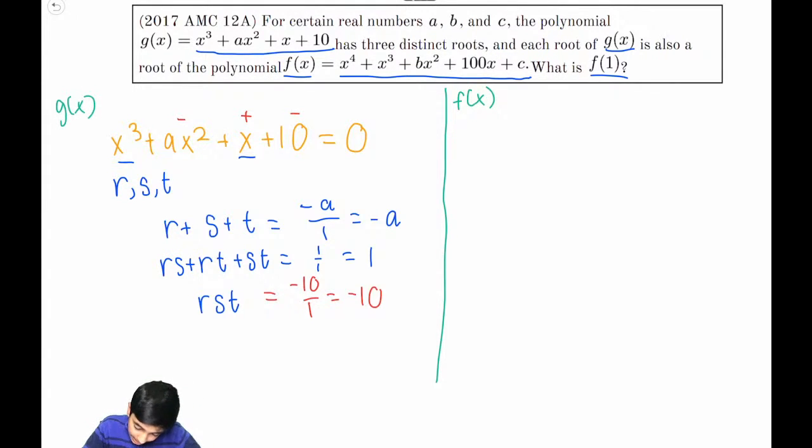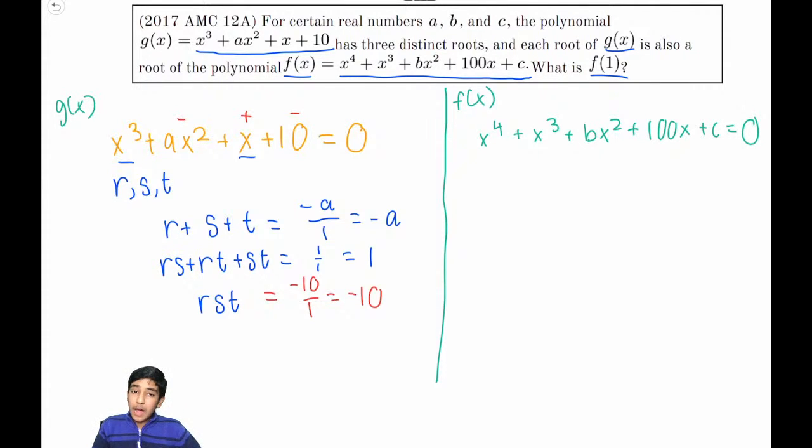So for f of x, we have that x to the 4 plus x cubed plus bx squared plus 100x plus c is 0. And I'm not going to write all the Vieta's equations out because that's unnecessary. But the idea here is that we just use Vieta's: negative, positive, negative.